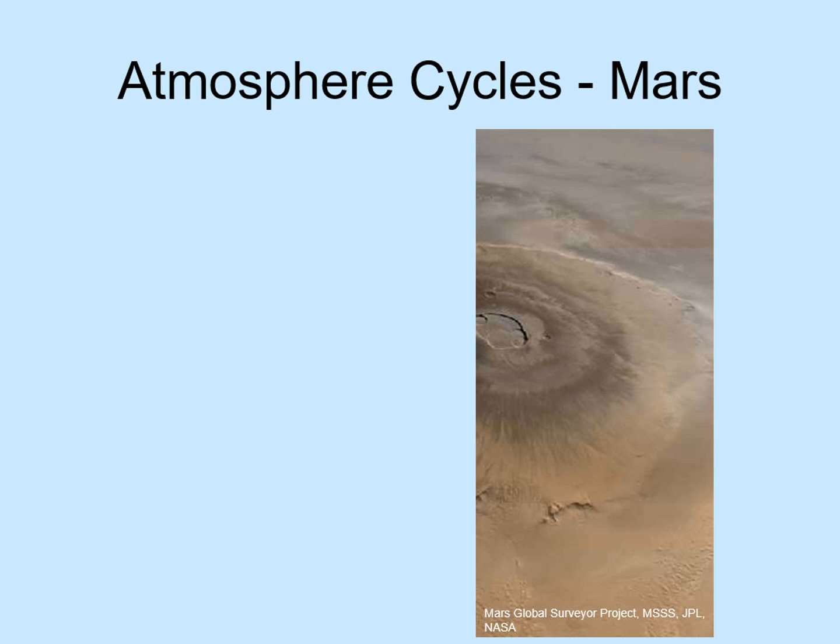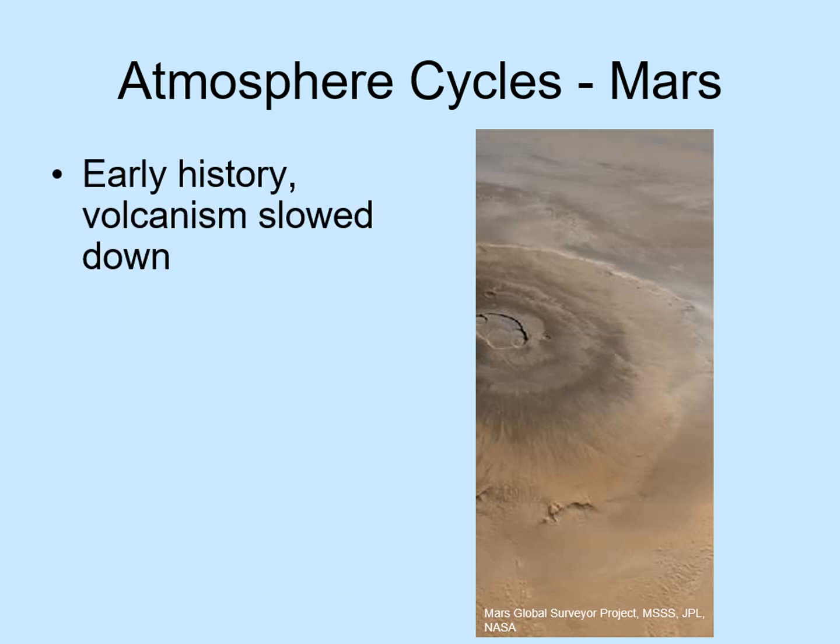On Mars, the most obvious problem was with the carbon cycle. Remember that the carbon cycle requires active volcanism to keep pumping carbon dioxide into the atmosphere. But on Mars, we know that volcanism slowed down drastically billions of years ago, so that now there's very little to no volcanism going on. The result is that the carbon cycle stopped on Mars a long time ago.